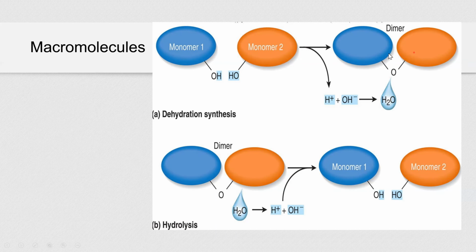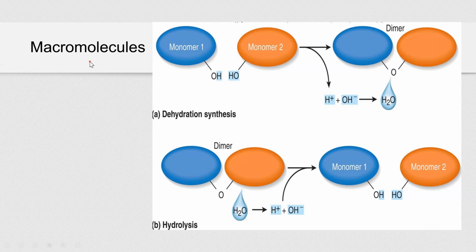Now we have a dimer, a small polymer made of two monomers. So we synthesized it, that's why it's synthesis. And in the process of synthesis, we removed a molecule of water, that's why dehydration. Now, this is an anabolic reaction because you're synthesizing stuff and using energy to do it. So you consume energy. So this is an endergonic anabolic reaction.